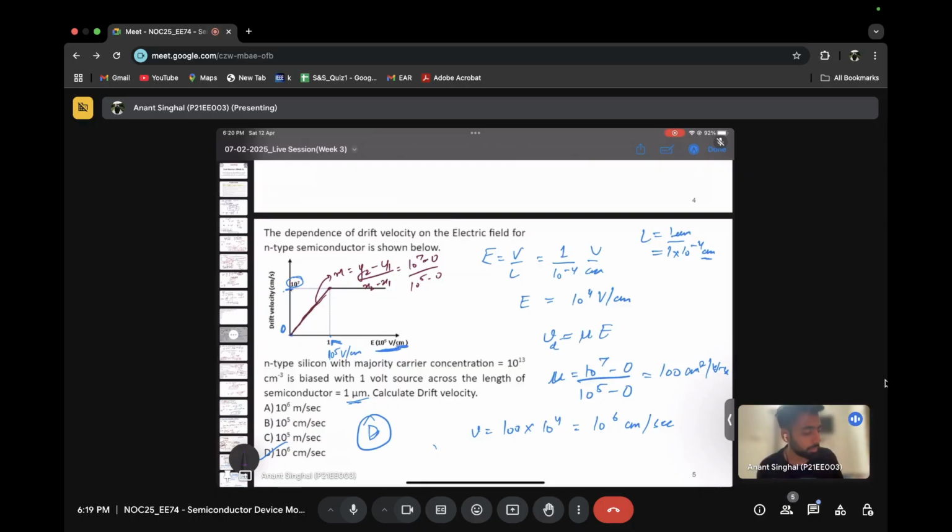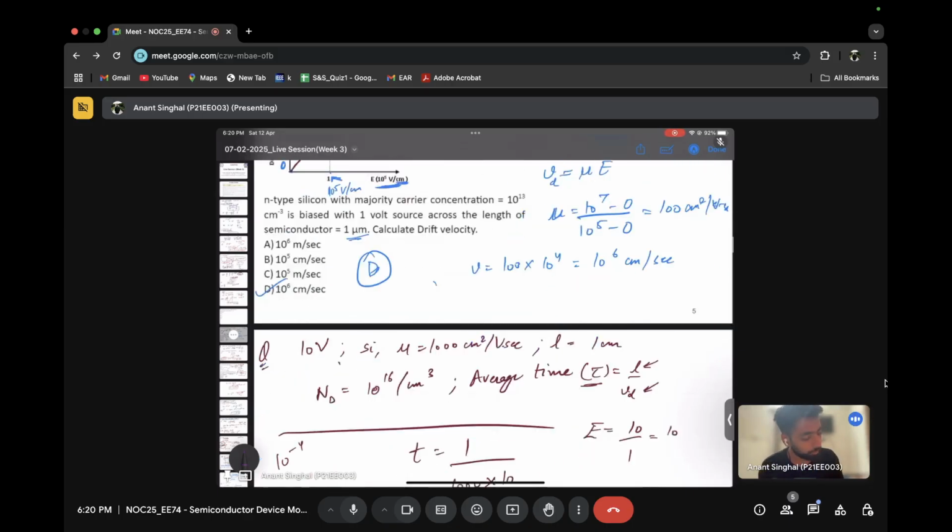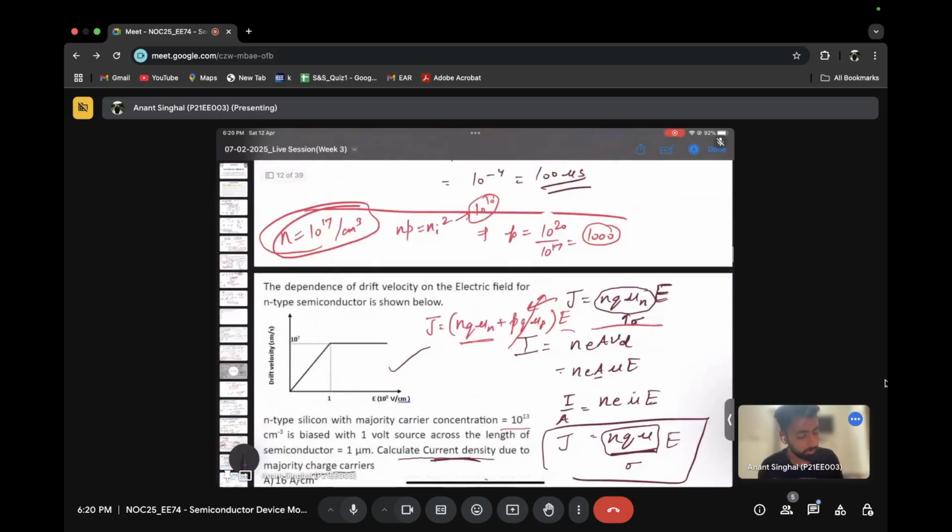So we did some problems which are very basic, that how is electric field V by L and mobility. We did different cases. If the electric field is more than the critical field, then we have the saturated case where the velocity will always be the saturation velocity. And if it is less than the critical electric field, then the relation VD equals mu E holds.